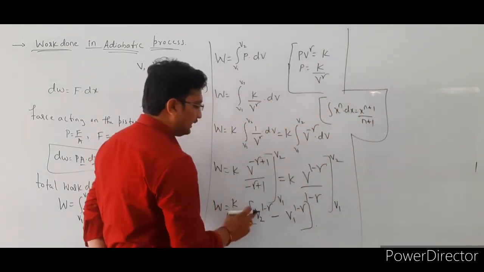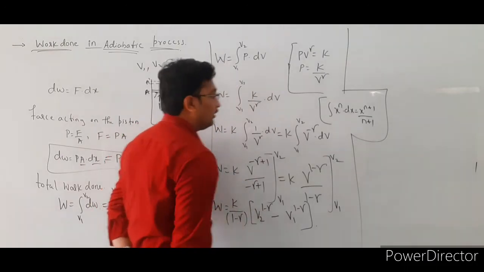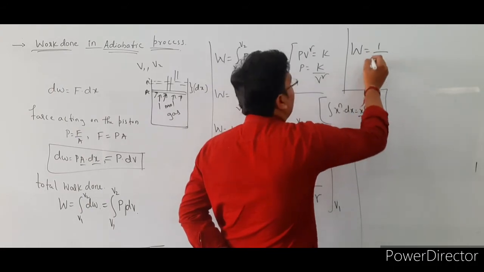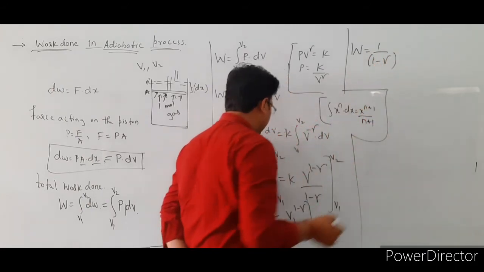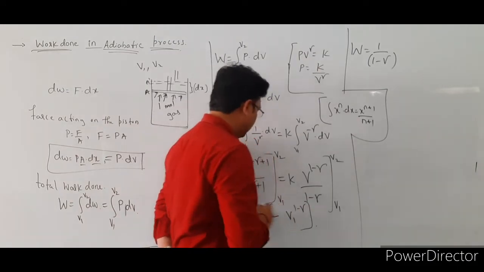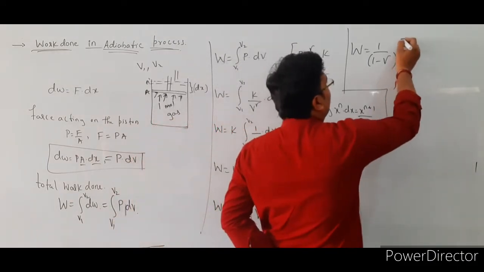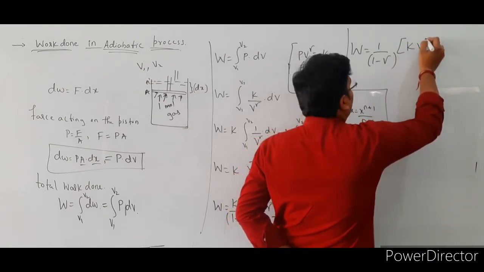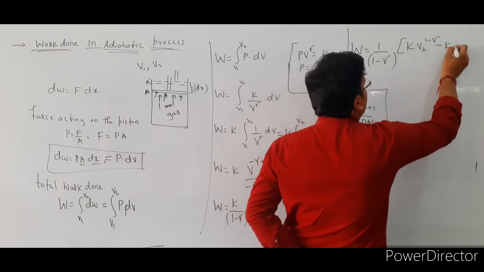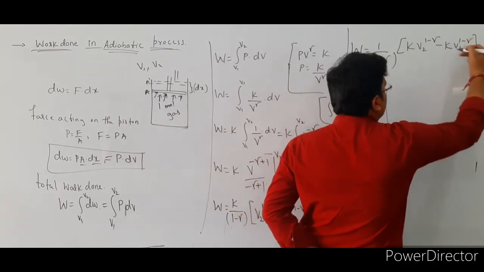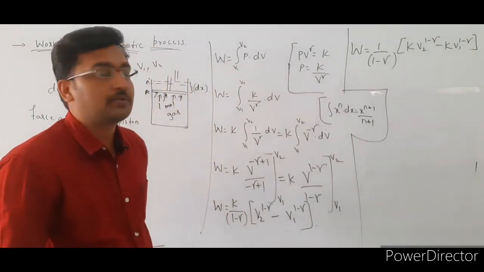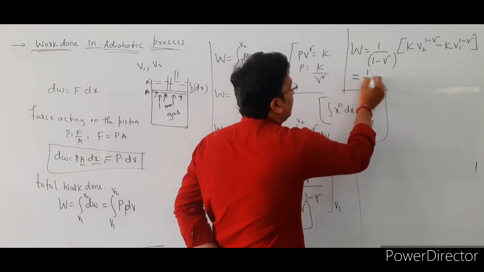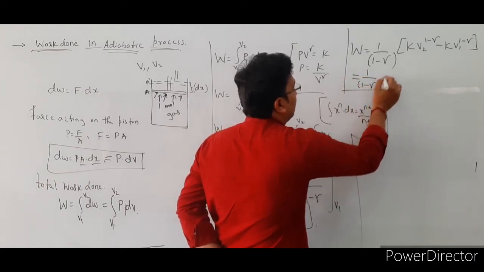Next, multiply this K term with V2 and V1. Then the work done is equal to 1 divided by 1 minus gamma, times K into V2 to the power of 1 minus gamma minus K into V1 to the power of 1 minus gamma.